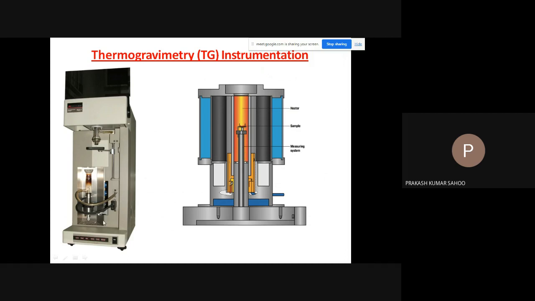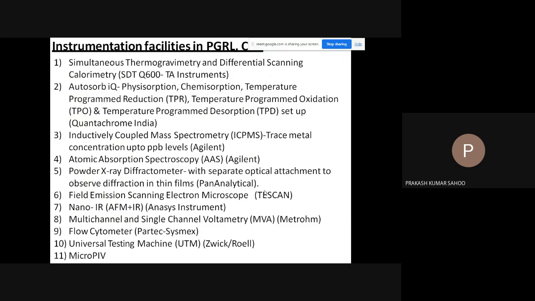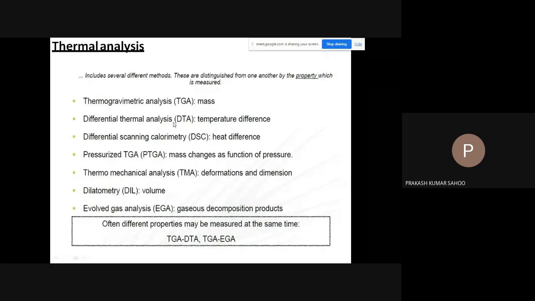Here this is the sample holder, this is the heating chamber, and this is the measuring system, which shows how much sample is disintegrated or decomposed. Then we have TGA, thermogravimetric analysis by mass. Then differential TGA, in our next part, Unit 11, deals with temperature difference. If we have a mixture of compounds, then this DTA will have application.